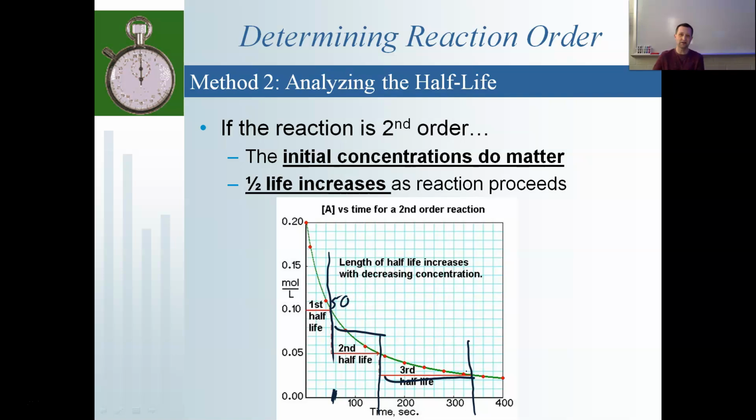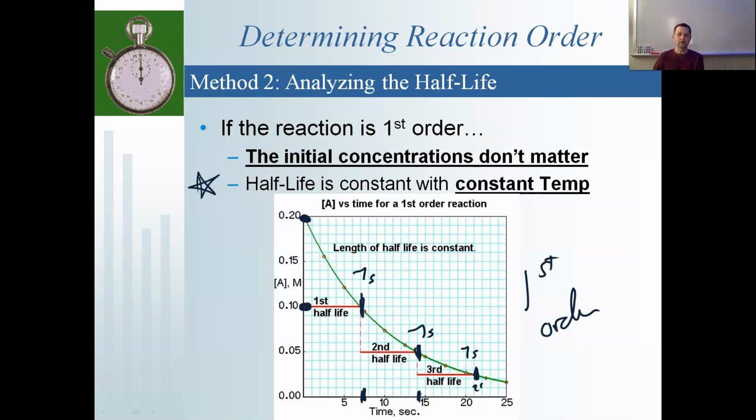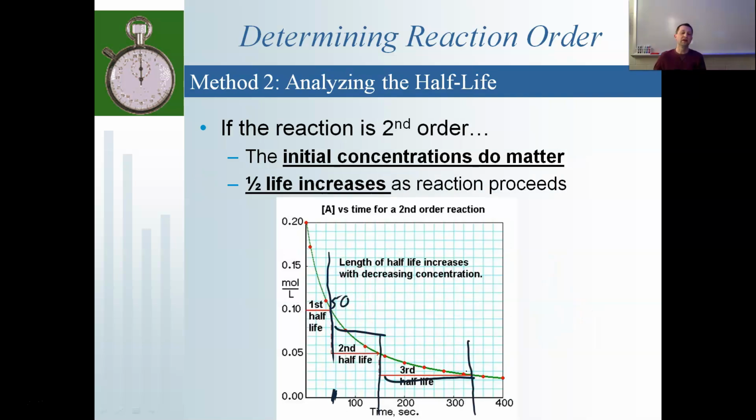I don't even really care what the time is. I see it's substantially more though. So that's what a second order half-life graph is going to look like. All right, so first order is consistent. It doesn't matter what your concentration is. The half-life is the same every time it goes through a half-life. Second order, the initial concentration does matter. And we talked about that already earlier.